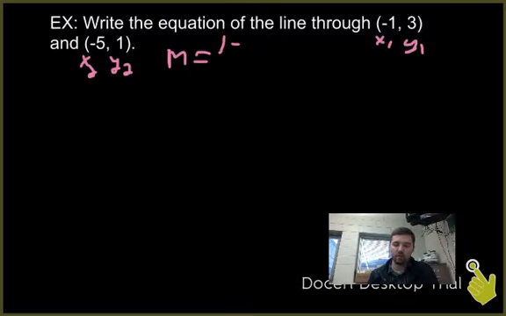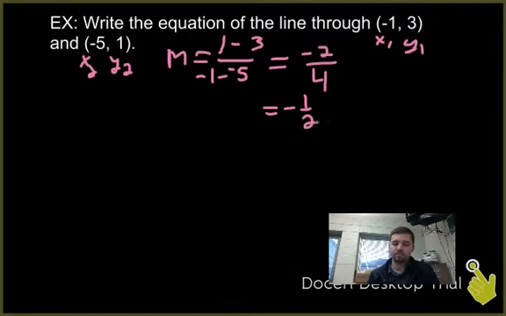So I'll have 1 minus 3 divided by negative 1 minus a negative 5. Okay, I think this is negative 2 divided by, let's see, negative 1 minus a negative 5 is negative 1 plus 5, so that's 4. So I think this is negative 1/2 is m. Okay, so m is negative 1/2. I can pick either point that I want. Since I've already picked negative 1, 3 as my x1, y1, let's leave that as x1, y1.